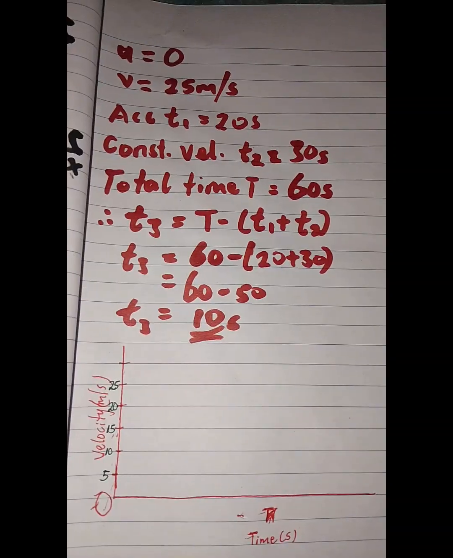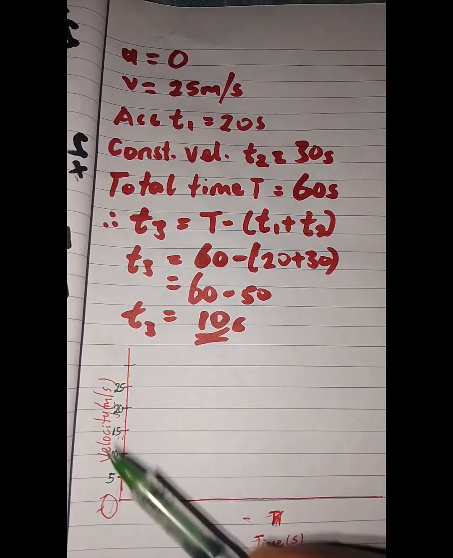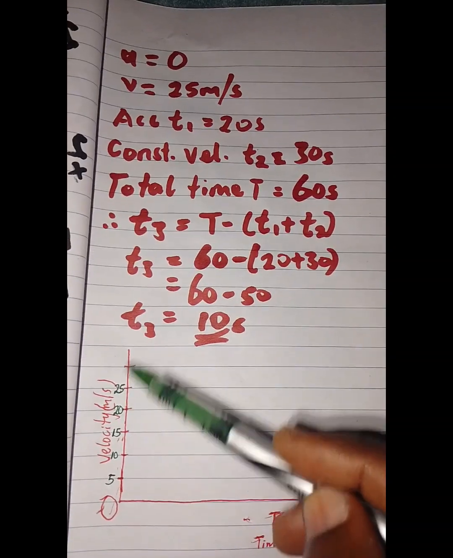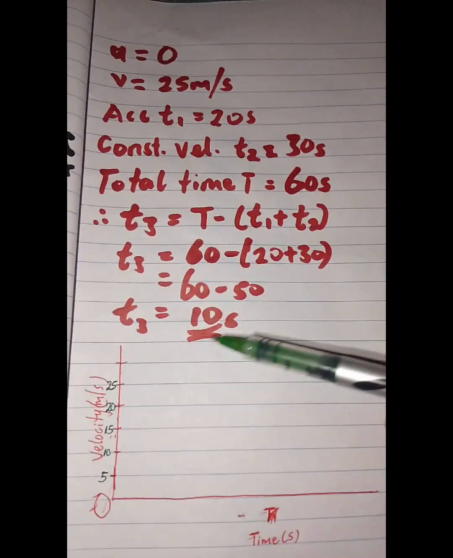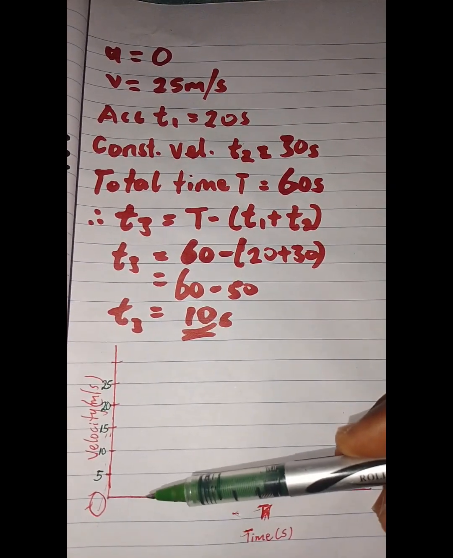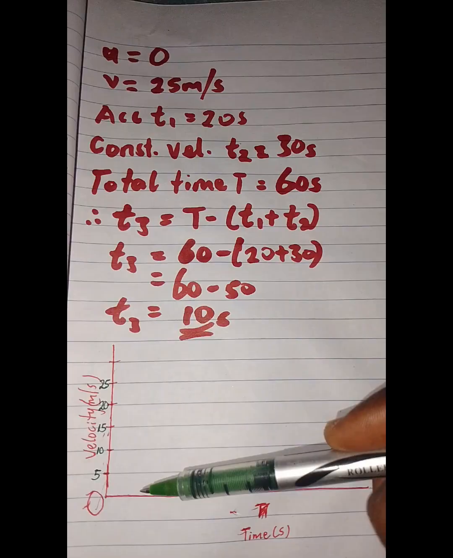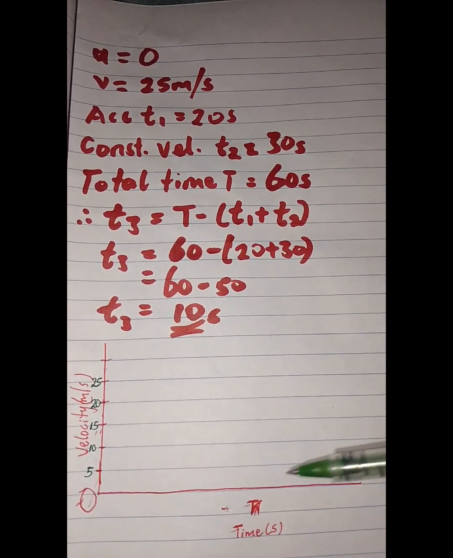Having done that, you also want to consider the time. This velocity, 25, is the highest velocity. The highest time is 60 seconds. So we're going to break it. Let's say we could graduate it into maybe 10, 20, 30, 40, 50, and 60.